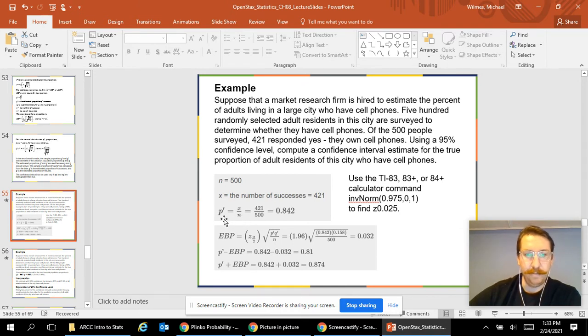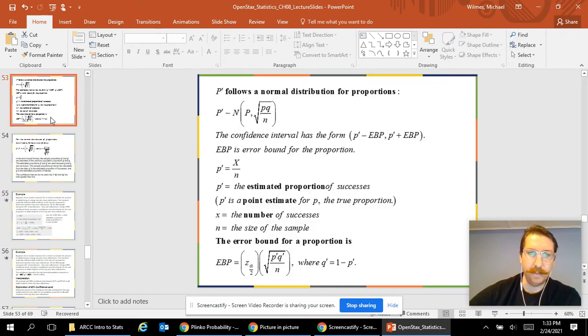So to do this, we calculated our probability of success, 0.842. That's really crucial. That's what's going to build our confidence interval. We're going to take that 0.842 and subtract something from it, and add something to it, and that's going to give us our range of numbers. So we need to calculate the EBP. I'm reminding you, I'm going back here. I just found that p prime, the chance for success. Now we need to find the EBP.